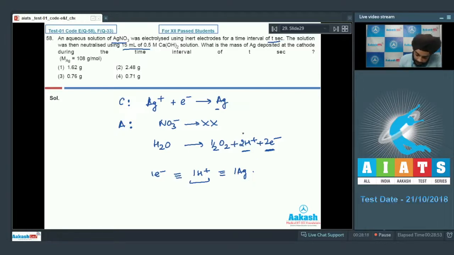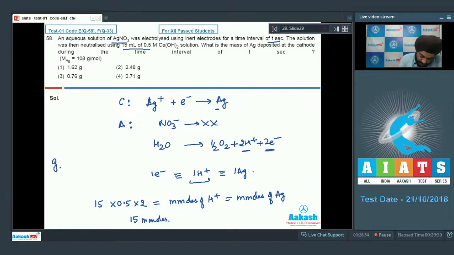Okay, so let us use the information given about Ca(OH)2. So it has 15 mL into 0.5 molar into its n factor is 2. So this shall be equal to the millimoles of H+, and which shall also be equal to the millimoles of Ag which gets deposited. So this value on simplification comes out to be equal to 15 millimoles.